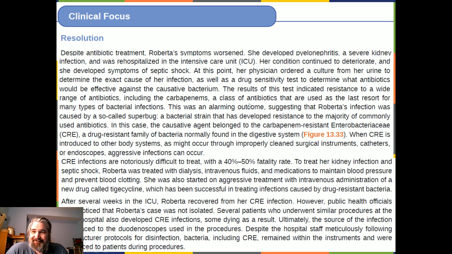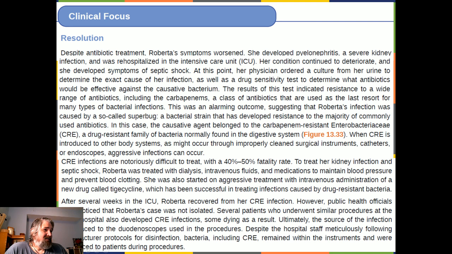So, the resolution. Oh man, this was so long ago. Roberta developed pyelonephritis. It's a severe kidney infection. I can feel what that pain was like for Roberta. She was placed in the ICU. She continued to deteriorate, with symptoms of septic shock. Obviously, if you get an infection in your kidney, there's potential access to a lot of other body systems, right?